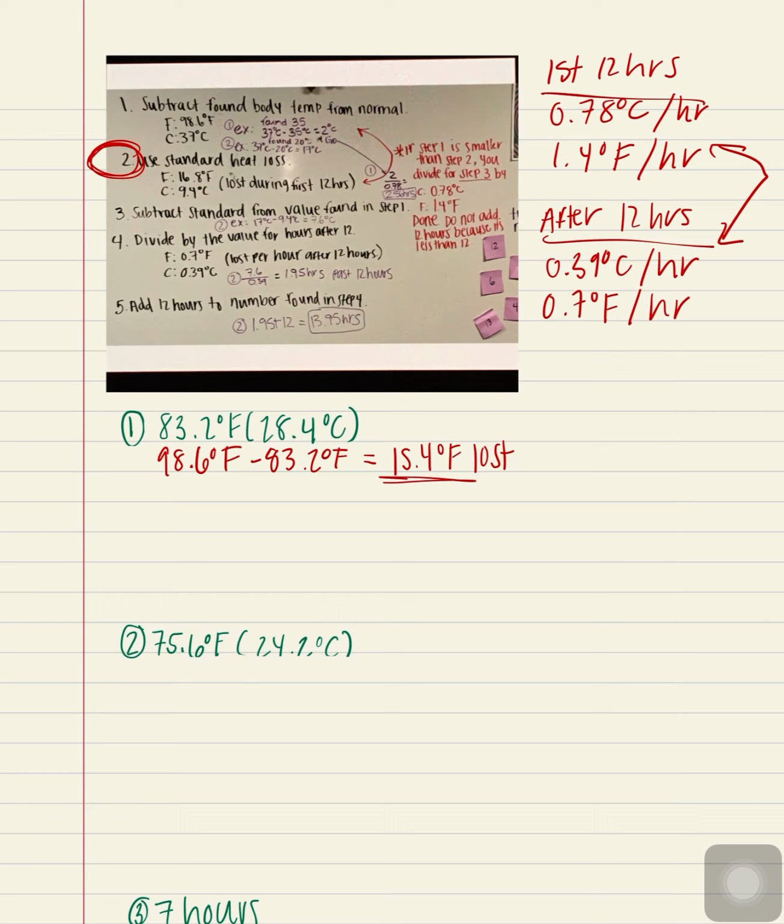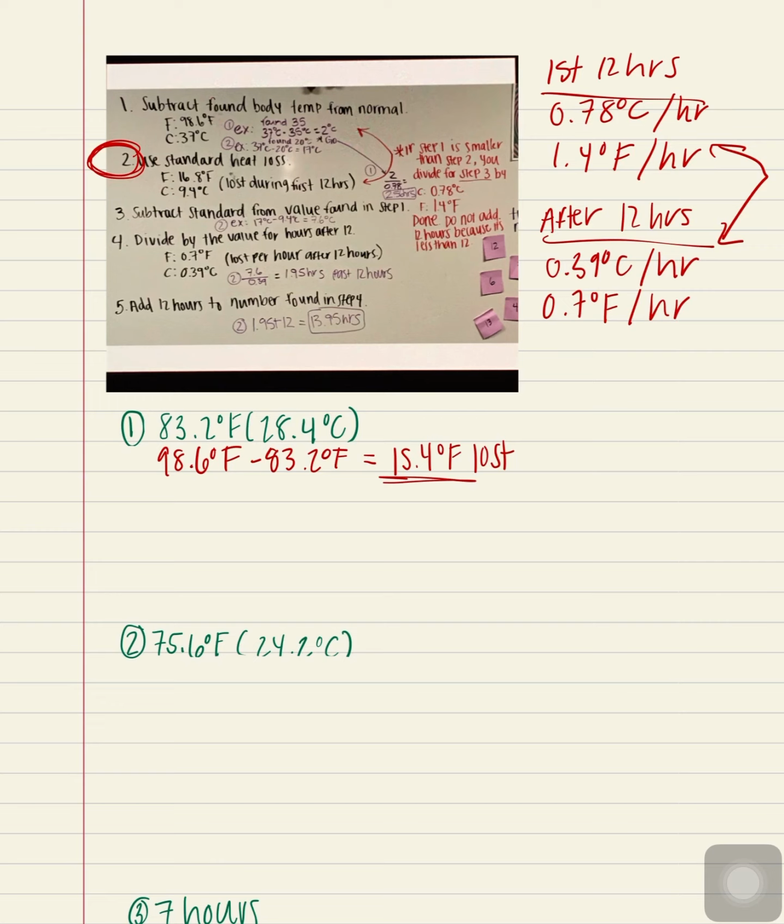Okay. So in this scenario, if we were to use the 1.4 and multiply it times 12, that would get us the 16.8. If I was working with the Celsius, that would be 0.78 times 12, and that would get us 9.4. So the step 2 values will always be the same. It's always going to be in the first 12 hours, they'll lose 16.8 degrees Fahrenheit or 9.4 degrees Celsius, okay? And that's just a number you can memorize or always reference here.